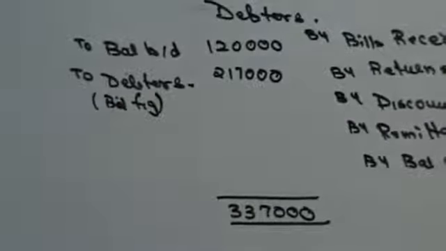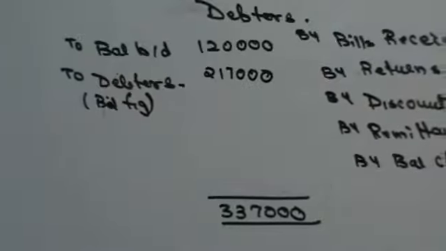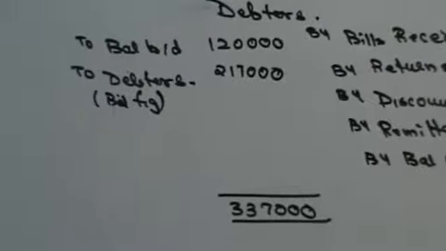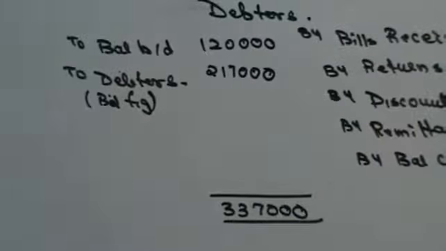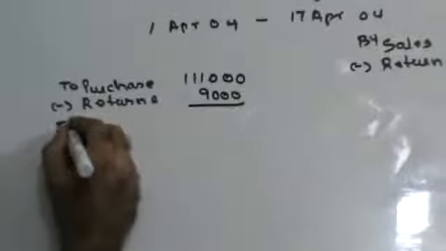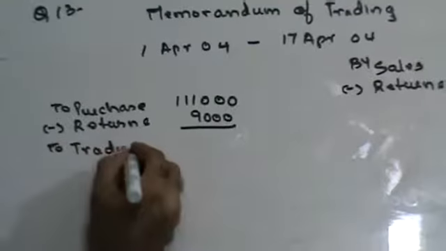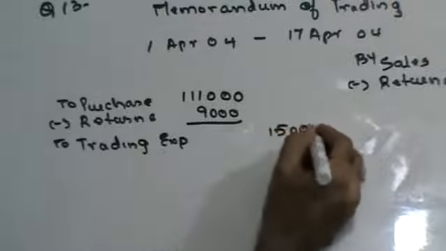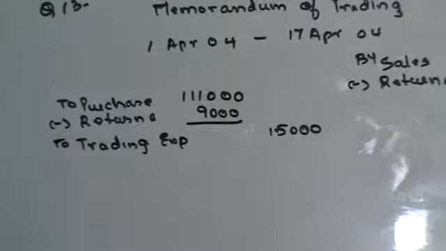Okay, so we finished making the debtors and creditors account. Now let's start. From the bankers, the information that he has got is current account debited for trading expenses 15,000. So to trading expenses 15,000. He has spent 15,000 as trading expenses.